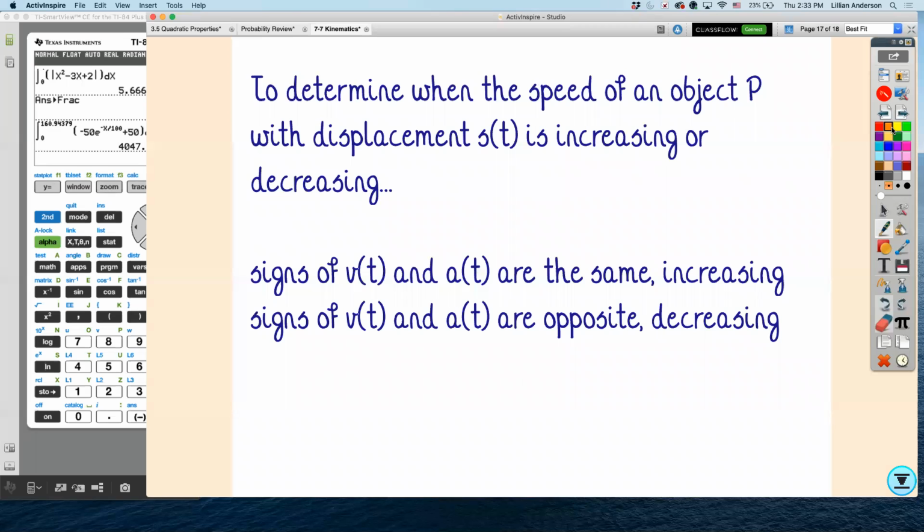So you're probably going to be asked in some shape, way, or form to find the velocity at a particular time and to find the acceleration at a particular time. You'll know if the object is speeding up or slowing down by comparing the signs of those two at that particular time. So if they're both positive or both negative, the function is speeding up. But if one's positive and one's negative, then it's actually slowing down.